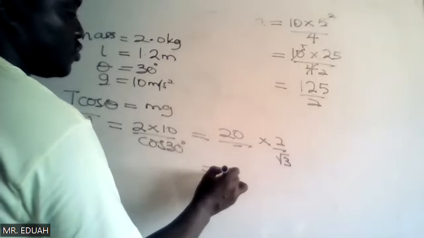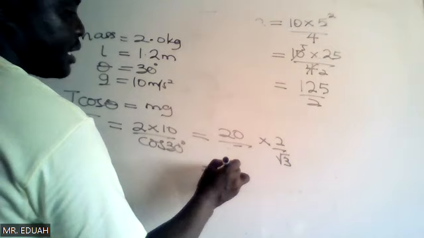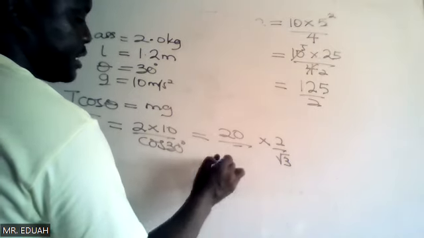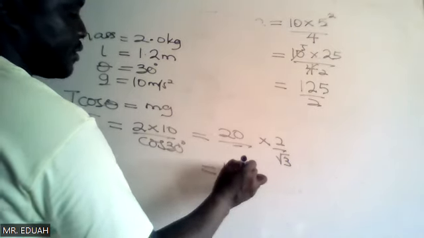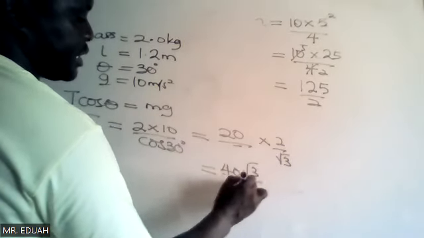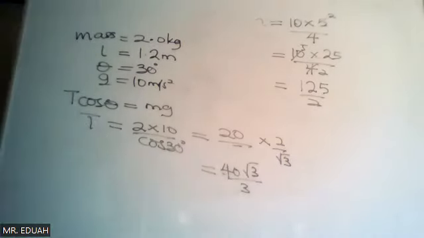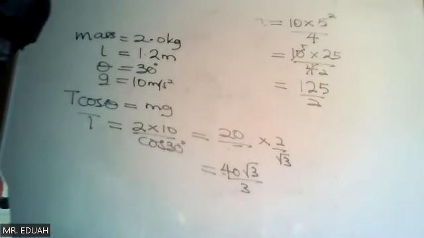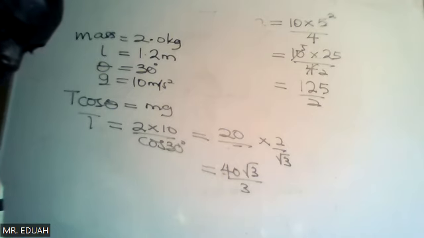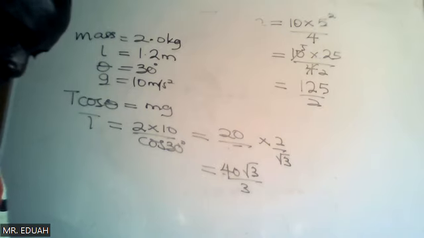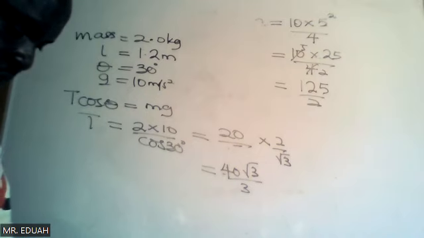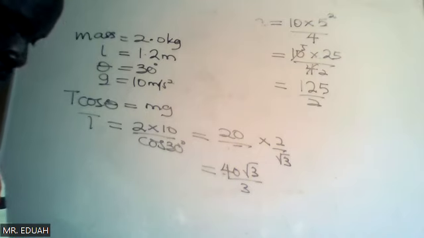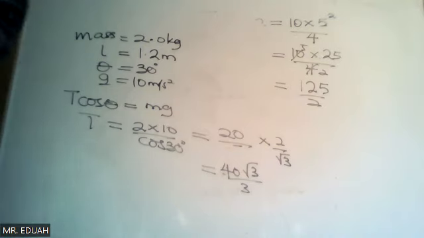which is equal to 40 root 3 on 3. What is 40 divided by 3 times root 3? So 40 root 3 divided by 3 is 23.09.